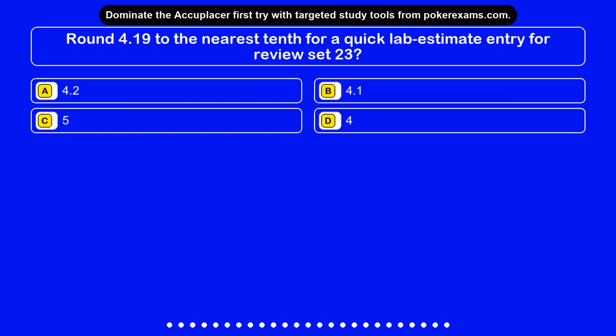Question 3. Round 4.19 to the nearest tenth for a quick lab estimate entry for review set 23. Option A, 4.2. Option B, 4.1. Option C, 5. Option D, 4.